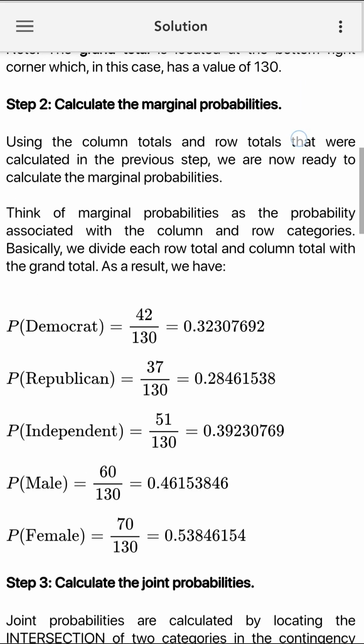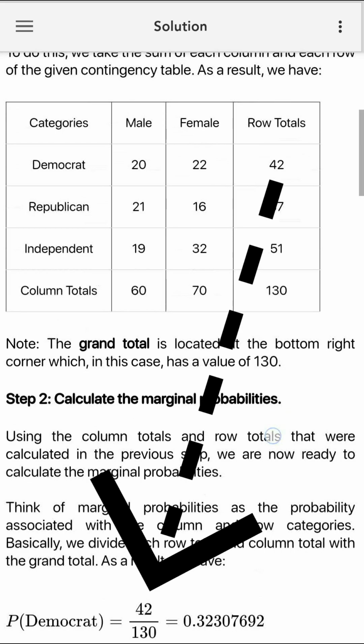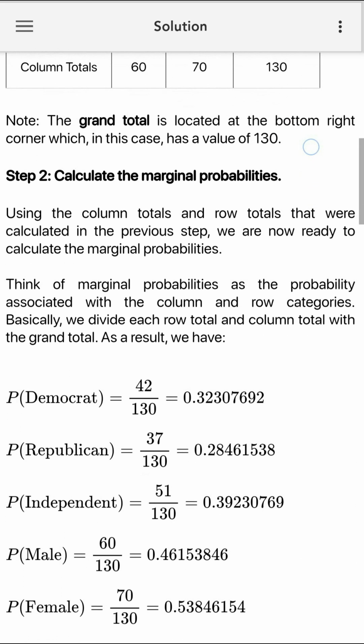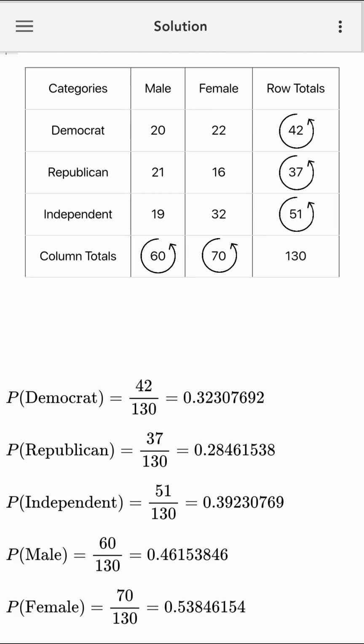For example, for the probability that a random respondent is a Democrat, we can observe that the row total associated with the category Democrat is equal to 42. We divide this value by the grand total of 130, giving us the required probability equal to 0.3231. Notice that in each of these calculations, the numerators that are used to calculate the probabilities are mostly the row totals and column totals that are found in the last row and last column of the modified contingency table. In other words, the values are found along the margins or boundaries of the modified contingency table.